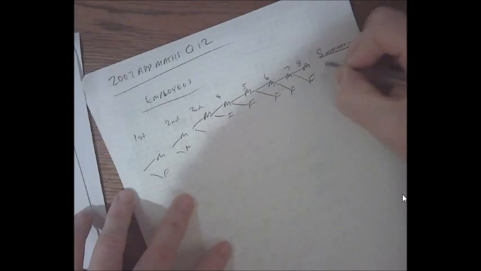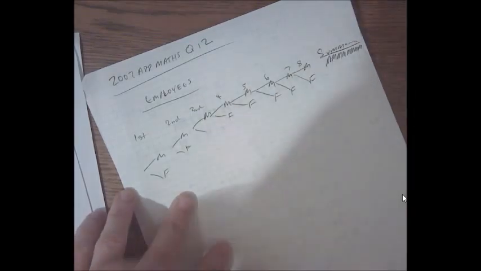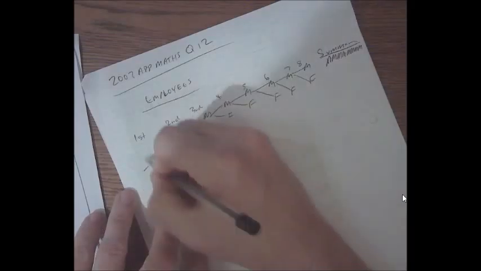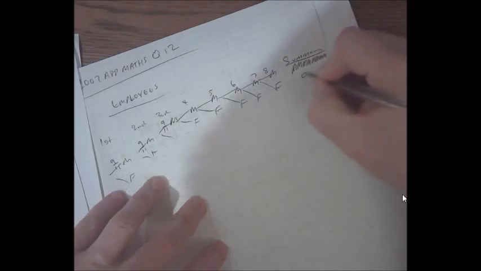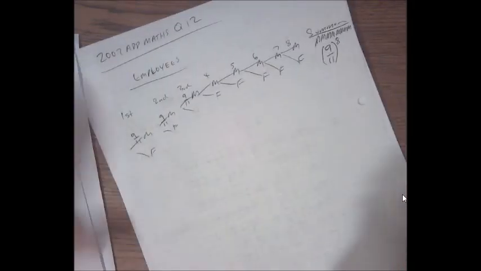It will be along that top path. It will be male, male, male, male, male, male, male, male. And the probabilities of each of it will be 9/11, 9/11, 9/11, etc. So the probability of this will be 9/11 times 9/11 times 9/11, etc. So 9/11 to the power of 8.